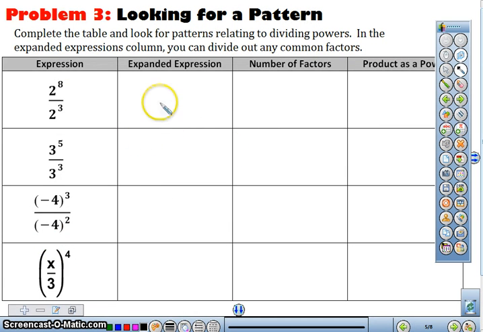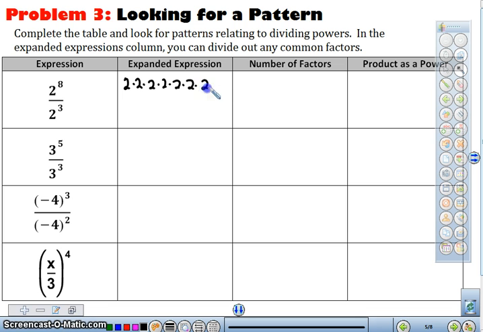Here's another pattern I want you to look at. Again, we want to do the expanded expression. The expanded expression means show me the multiplication. So if I have 2 to the 8th divided by 2 to the 3rd, I want you to write down all those 2's. So I have 3, 4, 5, 6, 7, 8. Divided by 2 to the 3rd.